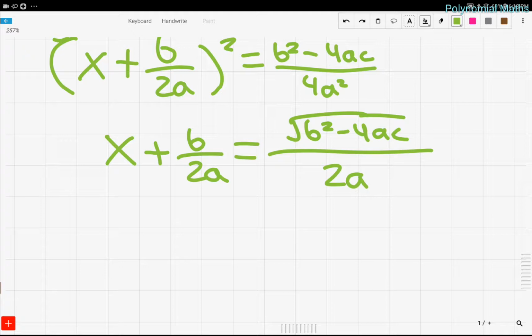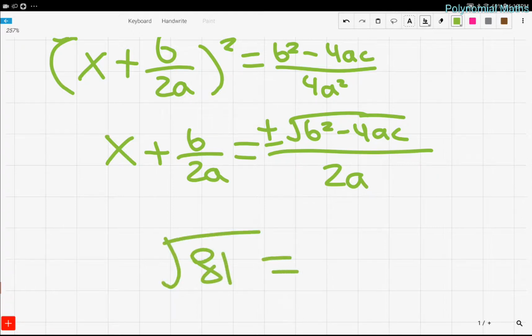But we forgot one last thing. Because we square rooted, this becomes a plus or minus, because it could be plus or minus. Since we know that the square root of any number, for example 81, is always equal to plus or minus the square root of that number. So we have to remember that.